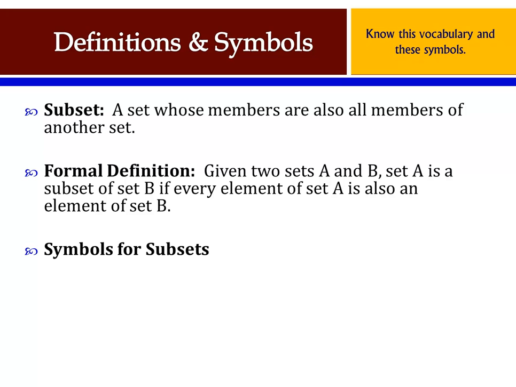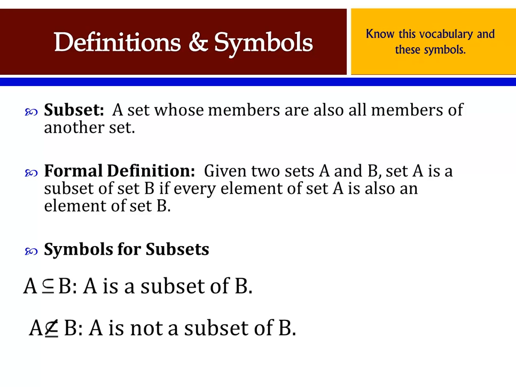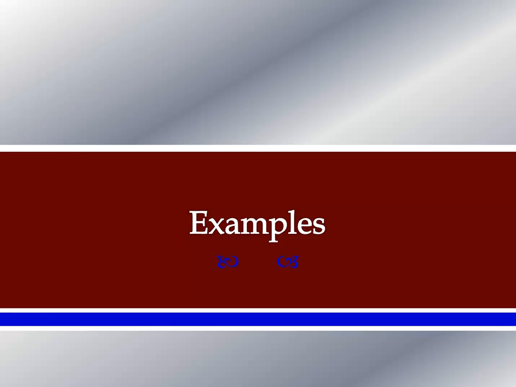Here are some symbols that are used for subsets. A is a subset of B, or A is not a subset of B. So let's take a look at some examples.